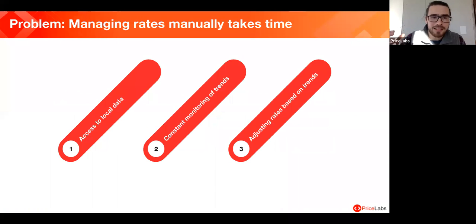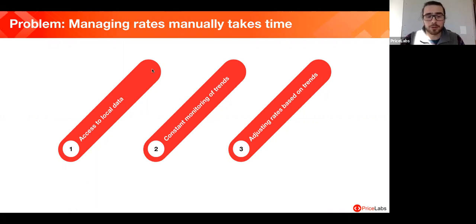Typically the problem with managing your rates manually is that it just takes a very long time. There are 3 steps to the process. First is having access to that local data to know what adjustments to make. A lot of property managers that we talk to who have been in the game for a long time, their perspective is, hey, I've been in this market for years and years, let's say 10, 20 years. I know my seasonality. I know who's booking. I know when they're booking. I know all these things.